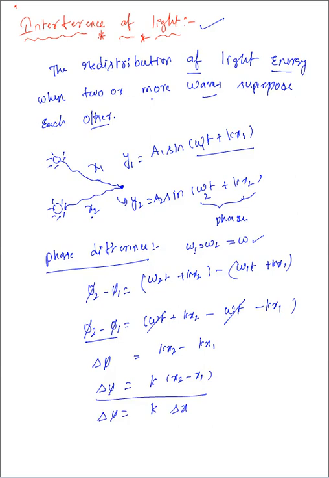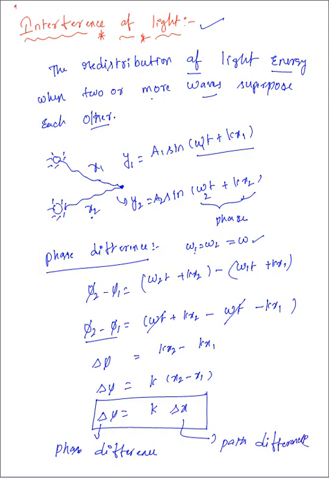This is the relation between the angle difference, which is called the phase difference, and delta x, which is called the path difference. Here k is the wave number, which can be written as 2 pi by lambda, where lambda is the wavelength. This is the main equation to remember: the relation between phase difference and path difference.